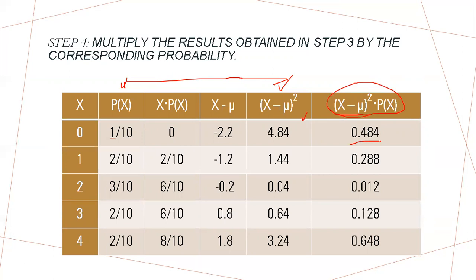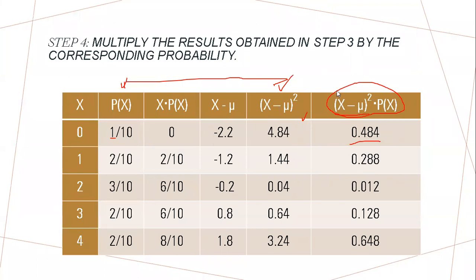So, anong gagawin after? So, 1 times 0.484, para sigurado lang tayo, no? The same, 0.484 divided by 10. So, ang makukuha nating sagot ay 0.484. Tama ba? Tama ba? 0.08. Okay, tama ba yung nakuha nyo?